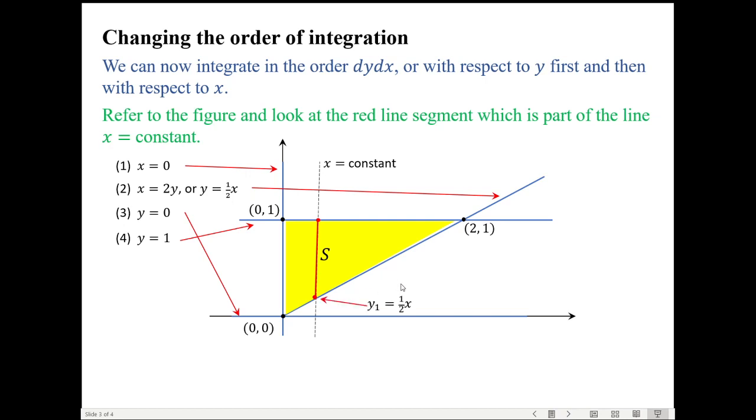Then what will you do? Okay, that's y1, let me indicate. y1 is 1 half x and y2 is there equal to 1. Then you will move that red line left and right until it covers the entire region S. The leftmost position is obviously here, where x is equal to 0, and the rightmost position is there, where x equals 2. So we have these limits. The innermost integral will have limits 1 half x to 1, and the outermost from 0 to 2.